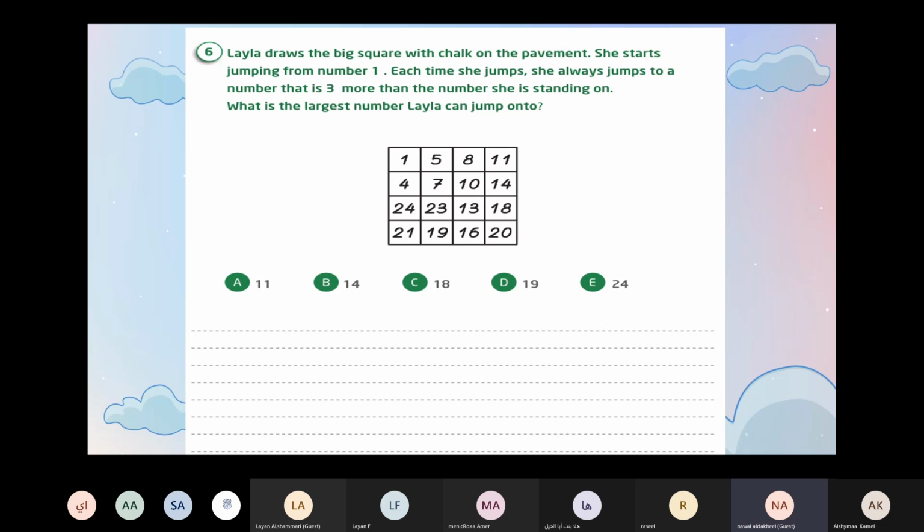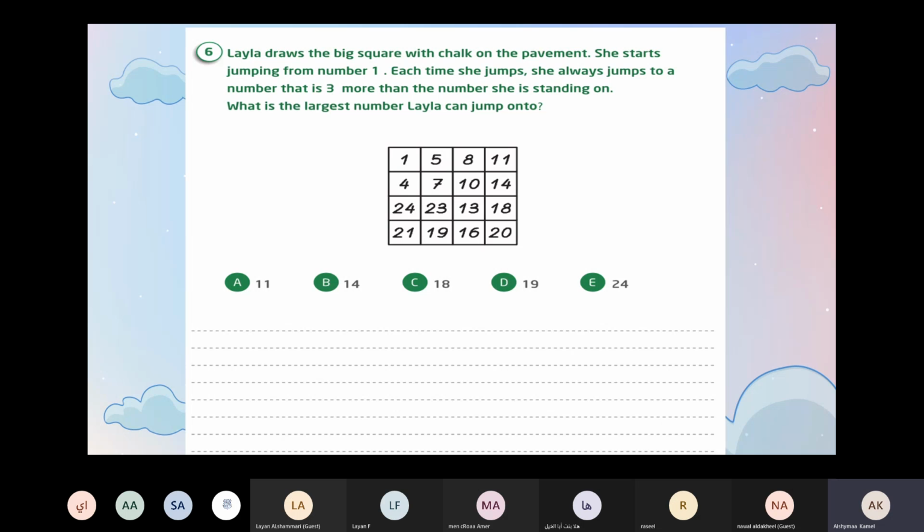Can I read them, Noel? Yeah, Noel, you can. Number 6. Layla draws the big square with chalk on the pavement. She starts jumping from number 1. Each time she jumps, she always jumps to a number that is 3 more than the number she is standing on. What is the largest number Layla can jump into?